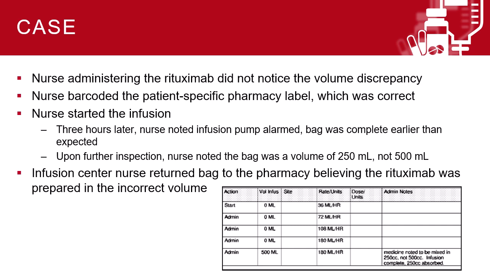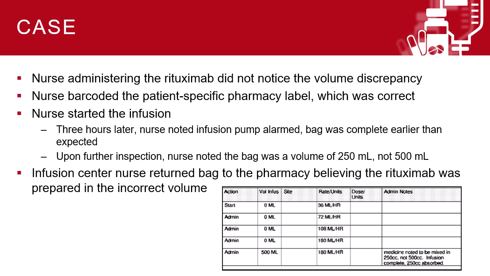The nurse administering the rituximab didn't notice the discrepancy in volume at first. Per usual policy and procedure, the nurse barcoded the patient's specific pharmacy label, which was correct. The nurse started the infusion. 3 hours later, the infusion pump alarmed. The bag was complete much earlier than expected. Upon further inspection, the nurse noticed that the volume was 250 ml rather than 500 ml.